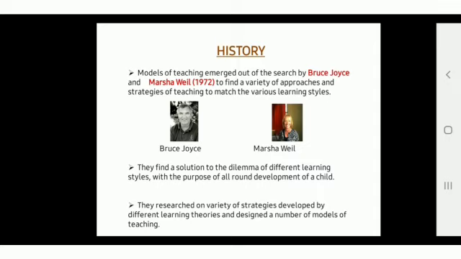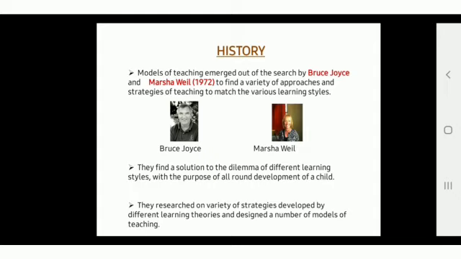Going through the history of the models of teaching, it emerged from a search by Bruce Joyce and Marcia Weil in 1972 to find a variety of approaches and strategies to teaching to match the various learning styles. The pictures of Bruce Joyce and Marcia Weil are given. They found a solution to the dilemma of different learning styles with the purpose of all round development of a child. They researched on a variety of strategies developed by teaching learning theories and designed a number of models of teaching.